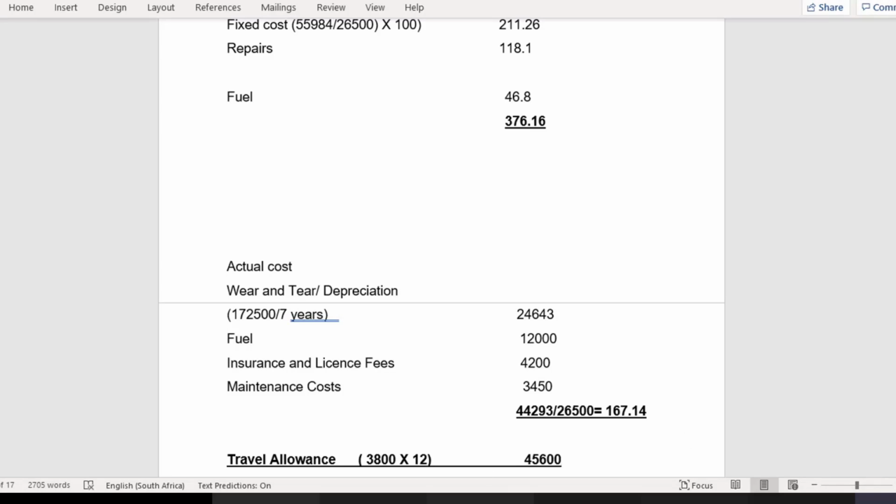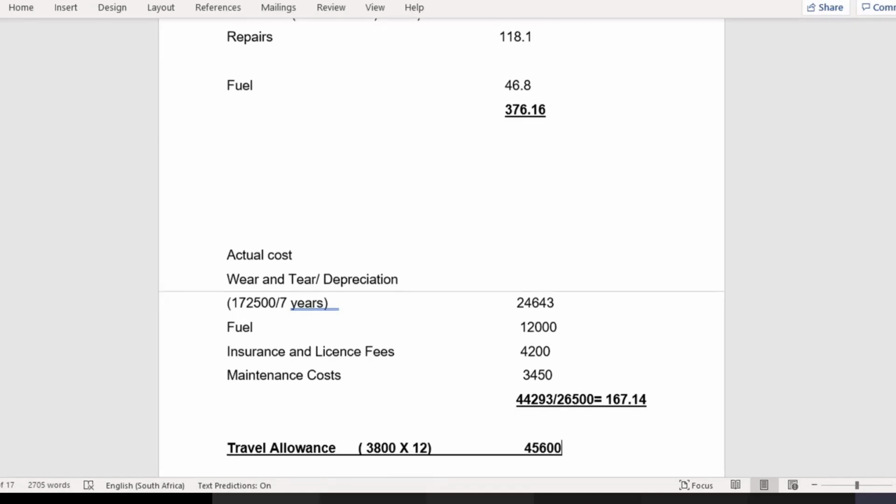45,600 rand. You remember the travel allowance, we were given 3,800 a month. That's why I'm using that one. Are you guys happy? Right. And then we're going to compare that with our business travel.